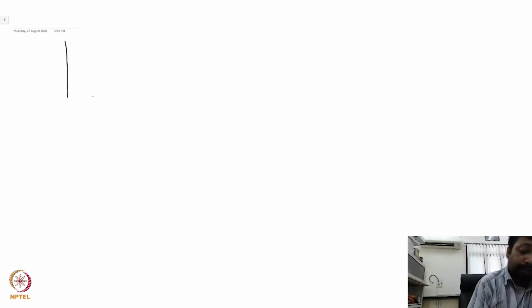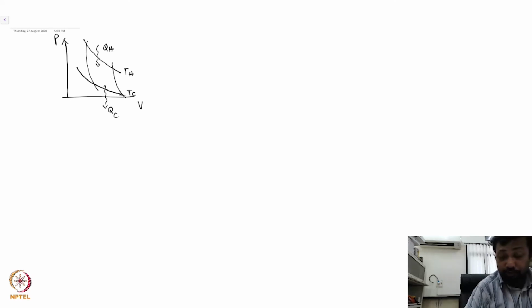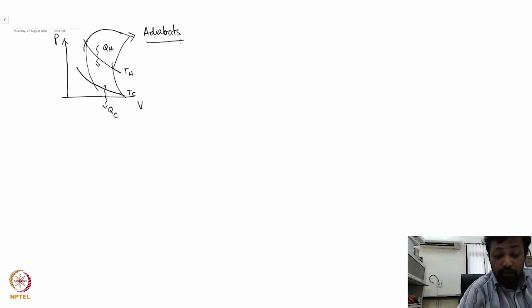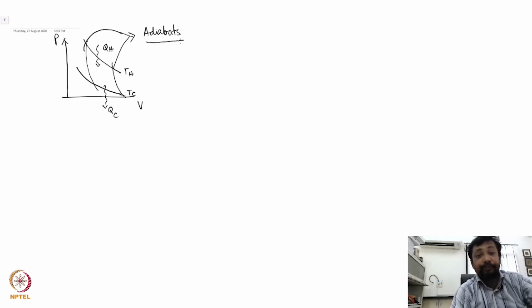So if I want to look at the PV diagram, then I have the isotherms and I have the adiabats, right? So the isotherm is where the heat is taken, this is TH, and the second one is where the heat is dumped, the isotherm corresponding to TC. These two are adiabats, and therefore there is no heat exchange that is allowed. So this is the simplest form of a Carnot engine.